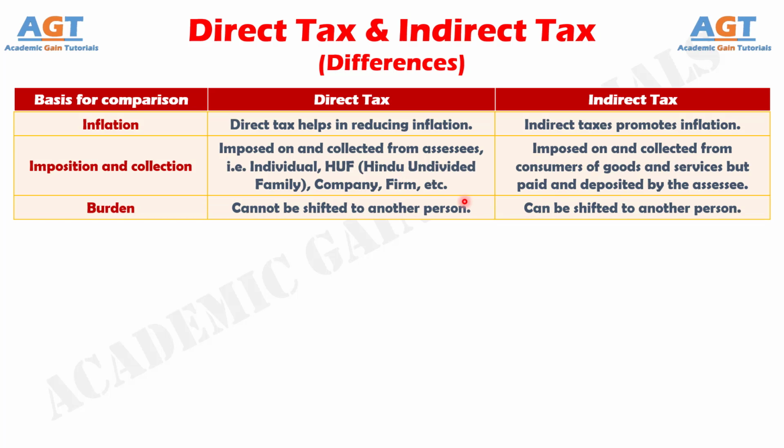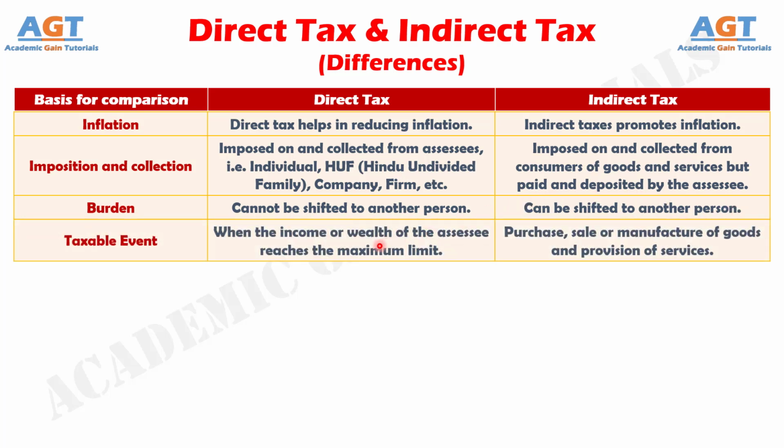Number 10. In the case of a direct tax, it is the taxpayer who bears its burden, that is, it cannot be shifted to or recovered from another person. Conversely, in indirect taxes, the burden of tax can be shifted to another person.